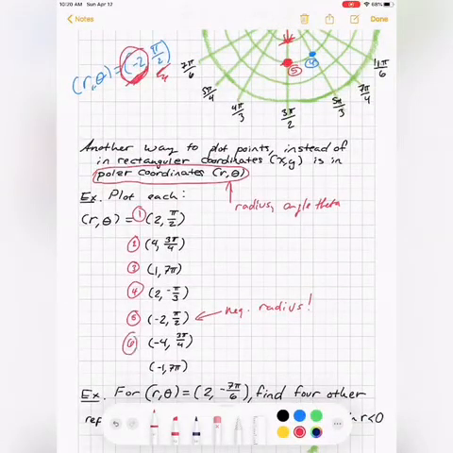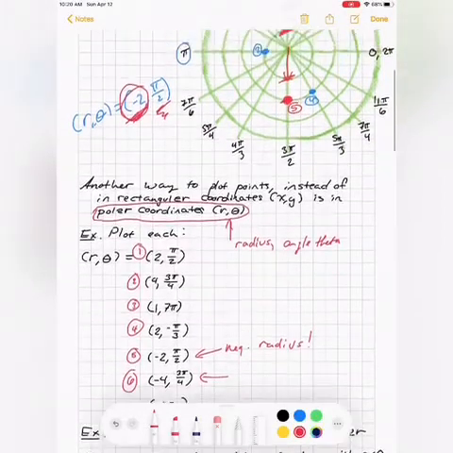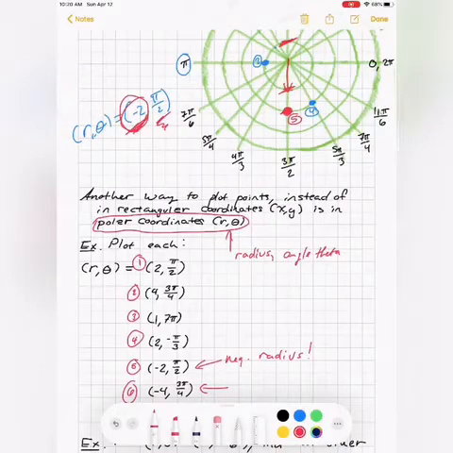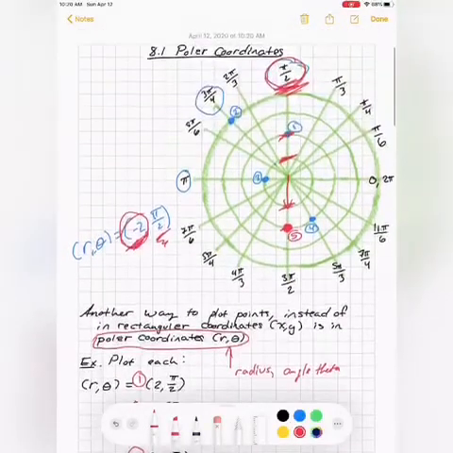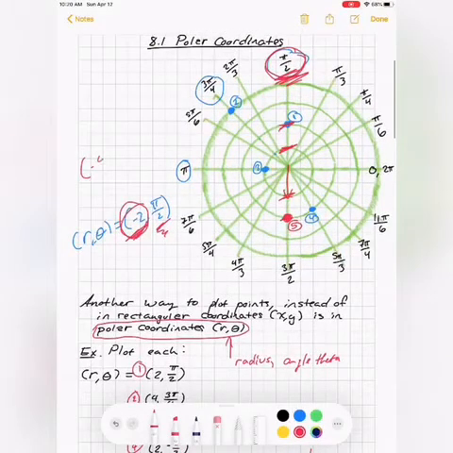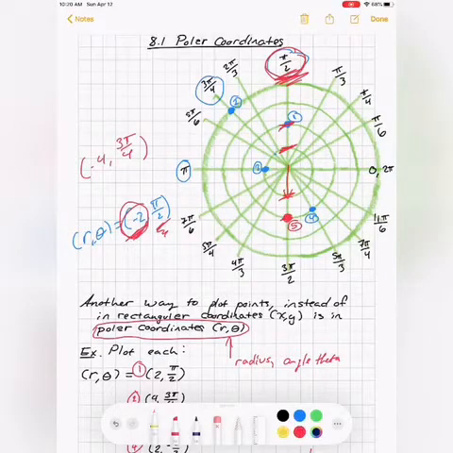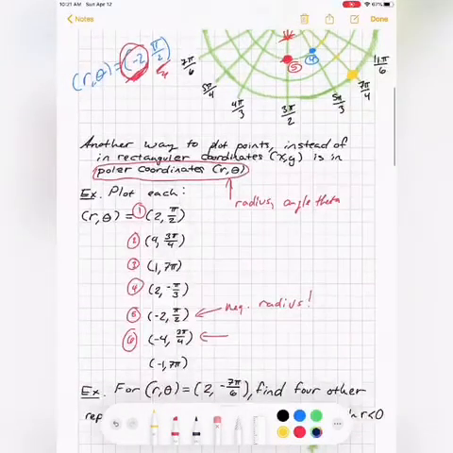Okay, what about number 6? Another negative radius. So I find the angle 3 pi fourths. Then I'm going to go the opposite direction. So now I'm graphing this one. I find 3 pi fourths. That's here. But instead of going 1, 2, 3, 4 units along that angle, I go the opposite direction, 1, 2, 3, 4 units. So there's point number 6.